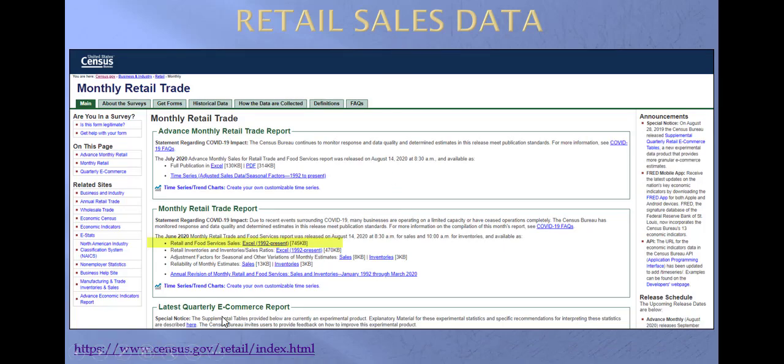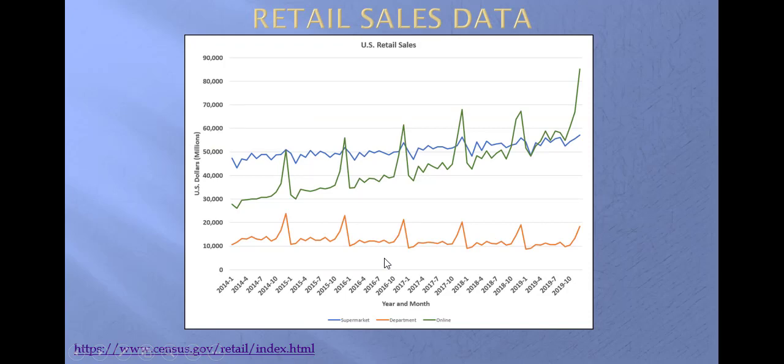Retail sales data, there's the website www.census.gov, and the monthly retail trade report, the latest version has just been released, and this is where I'm getting my data from. Now, let's have a look at some of the history.